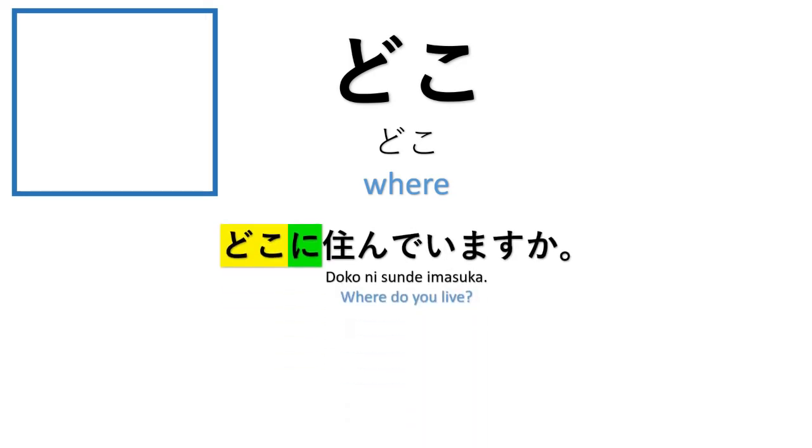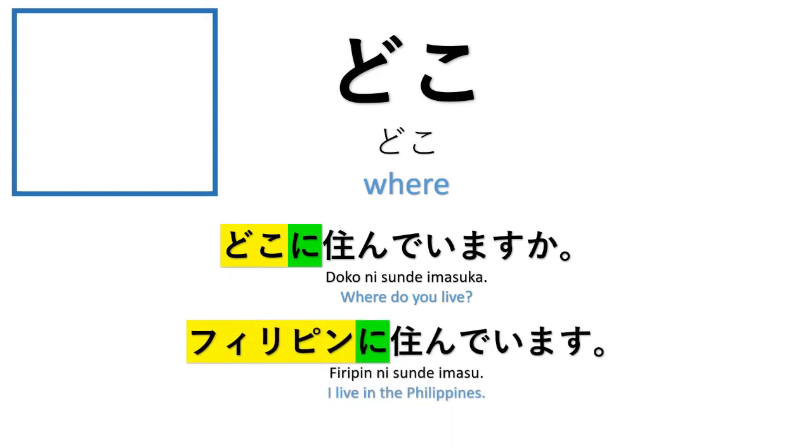Okay, どこ can be also followed by に。どこに住んでいますか? Where do you live? So, we use に because 住んでいます needs に in its place. Okay? Blank に住んでいますか? フィリピンに住んでいます。I live in the Philippines.